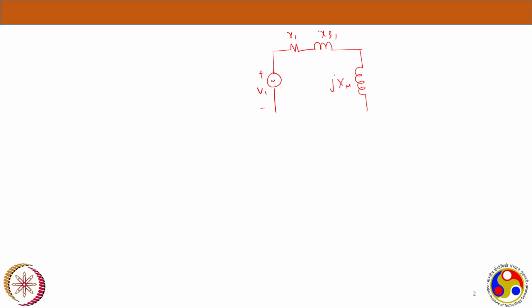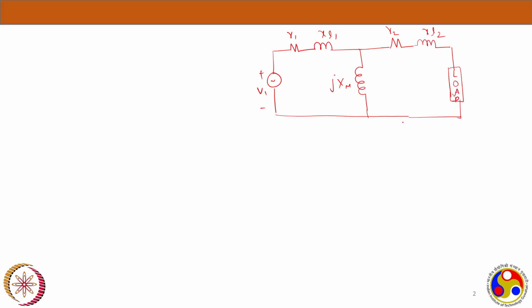We are referring the secondary side resistance and reactance to the primary side. In a similar way, there is a resistance here and a reactance, and if we assume there is a load at the secondary, we will have a load here. Now this is the equivalent circuit of a transformer referred to the primary side. And this is R2, this is XL2, and this is the load.